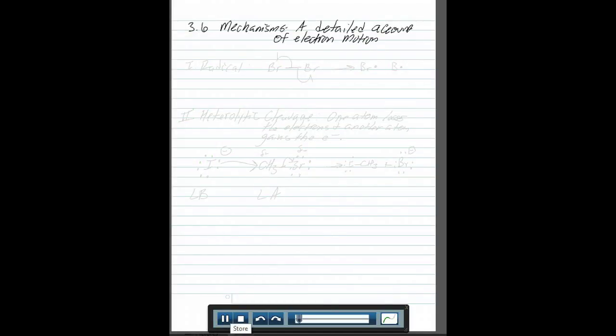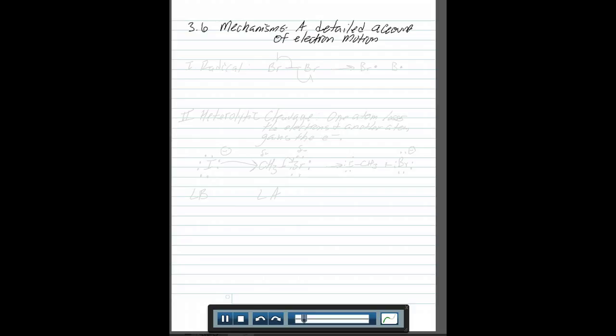All right, section 3.6 is about mechanisms. We're going to talk a lot about mechanisms. Mechanisms show really how a reaction occurs. The definition, as I have here, is a detailed account of electron motion. What it does is it shows the reader where the electrons are going. How are the bonds forming? How are the bonds breaking? That's what chemistry is. Chemistry is all about electron movement.